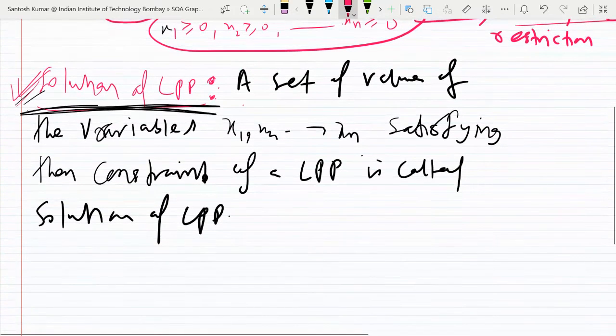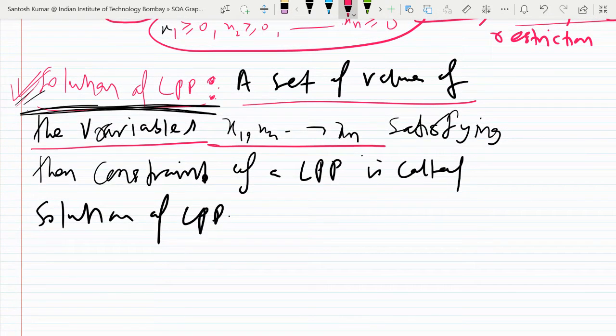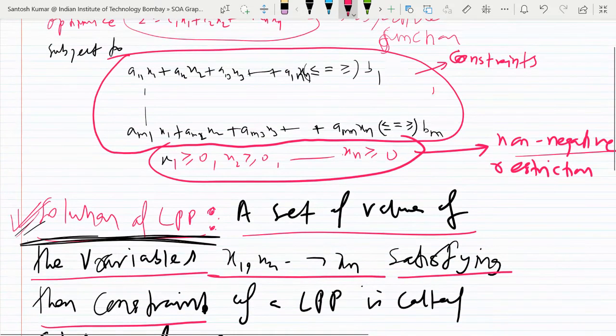Okay, so a set of values of the variables x1, x2, xn satisfying the constraints. By constraints we mean these inequalities you have, right? Here I have taken m number of inequalities or inequations.